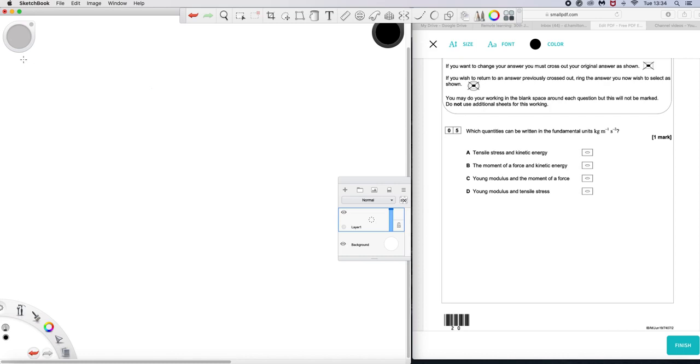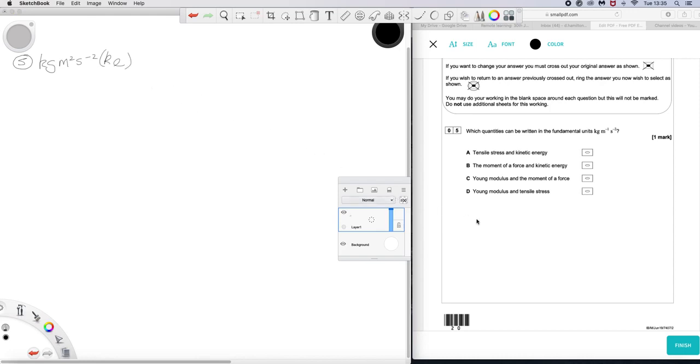Multiple choice, question 5. Which quantities can be written as kilograms per meter per second squared? You just have to work through here. So if we look at kinetic energy, that's a half mv squared. So we have mass meters squared per second squared. So that's no good. So that's KE. That means A can't be right.